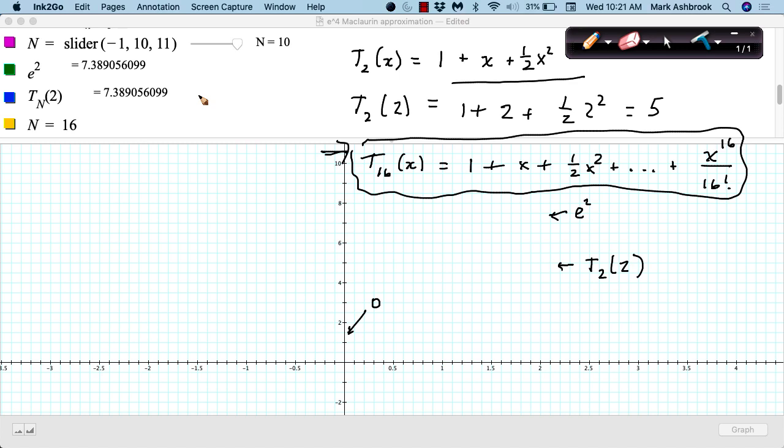Okay? That's how calculators do calculations. They use numerical methods like Maclaurin polynomials and Taylor polynomials.